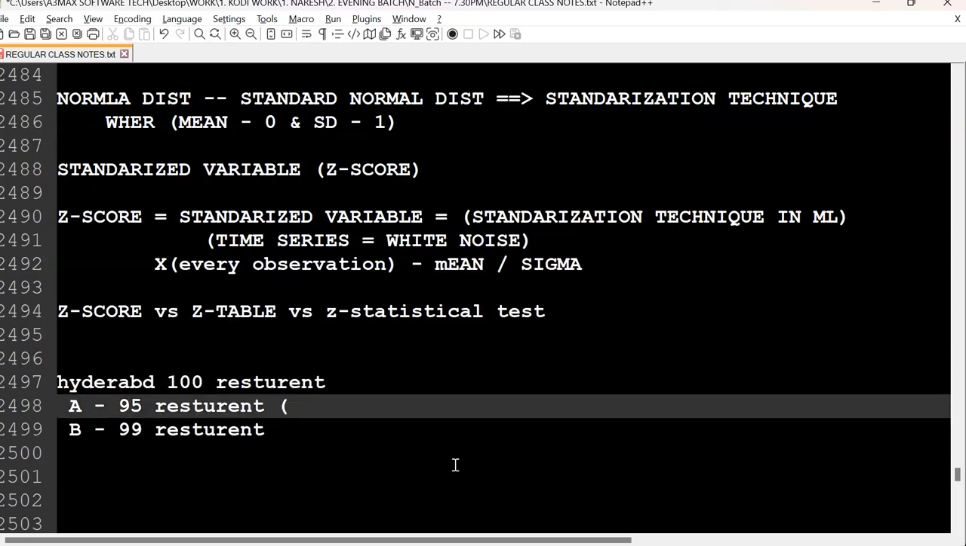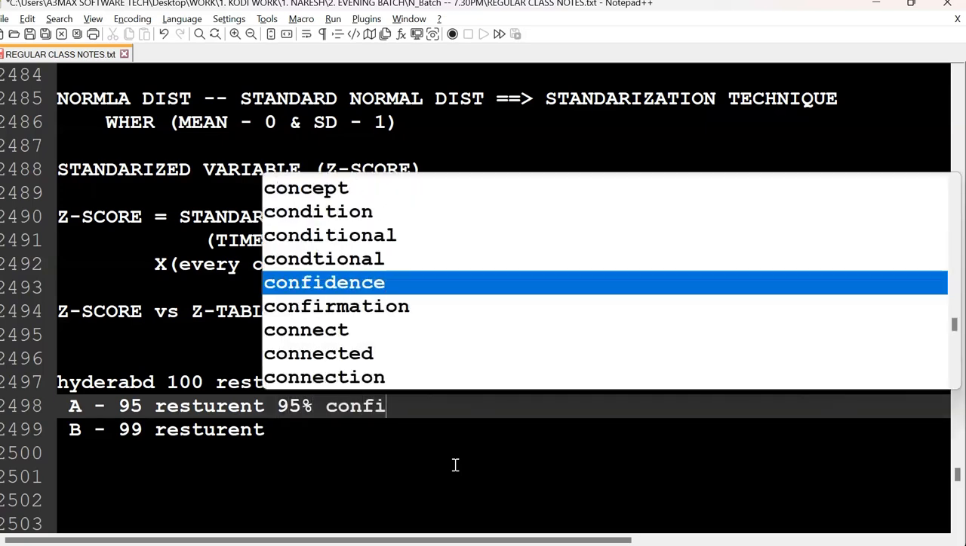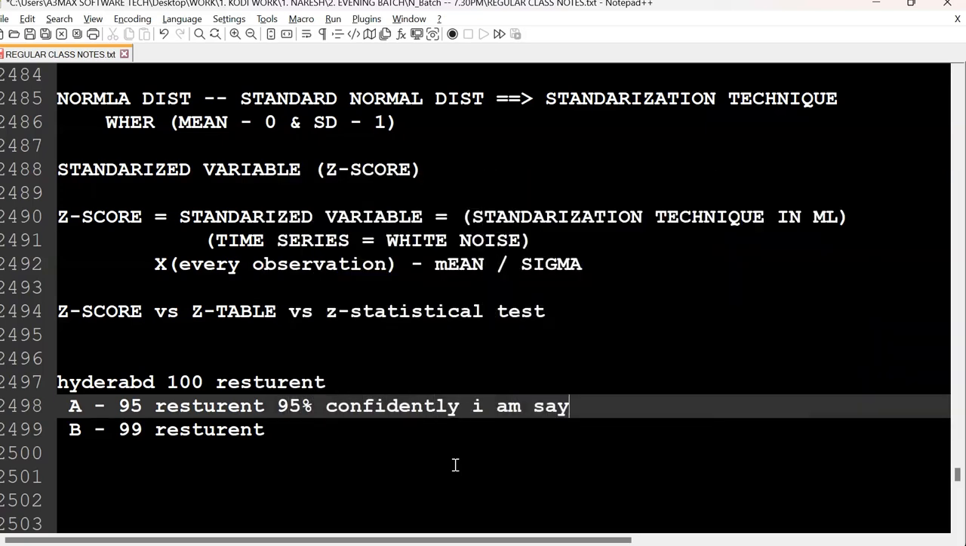Now, if your friend coming from some other place asks, can you tell me in Hyderabad what is the cost of the biryani? A will answer with 95% confidence: I am saying the cost of the food is 100 bucks to 300 bucks. Am I very clear? Guys, you getting my point? Because out of 100 restaurants, you visited 95 restaurants.